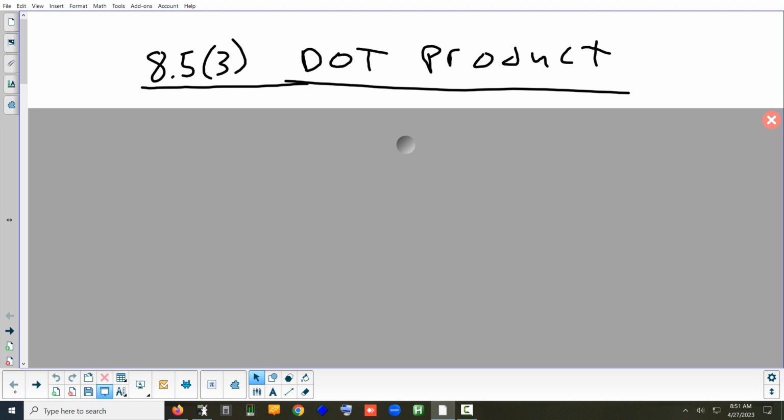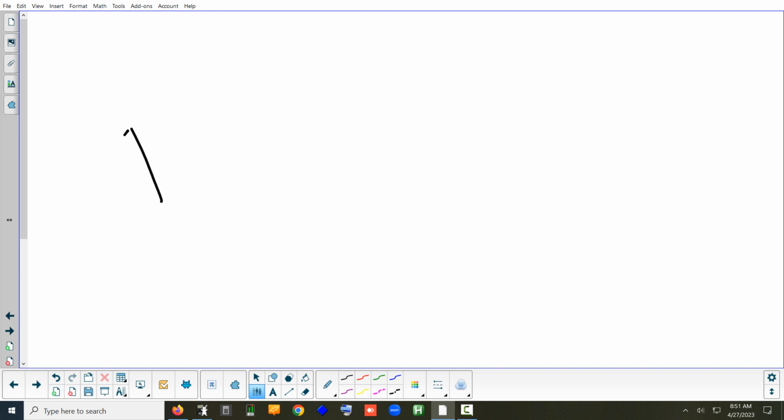Okay, let's look at dot product. So as far as doing things with vectors, things that we've done so far, we've taken two vectors and added them together, we've subtracted them, we've scaled them, and we found the length of them. Today, what we're going to do is look at how we can take two vectors like that and find the angle between them.